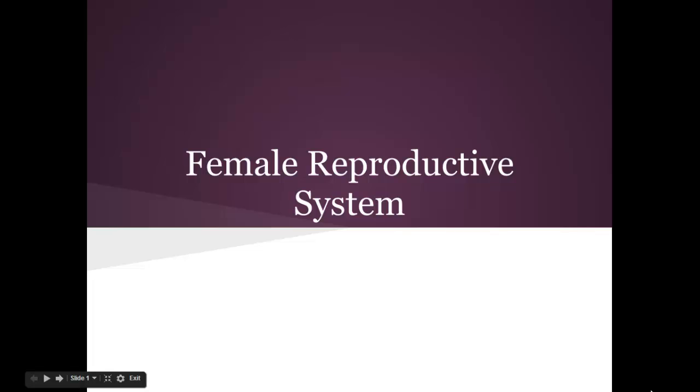Hi everyone. Today we're going to talk about the female reproductive system. We're going to see that the female and male reproductive systems are similar in terms of the functions that they have, but that they are also specialized and different based on some of these functions as well. So some of the structures will perform similar functions, but then other structures will have different shapes and jobs based on their function.